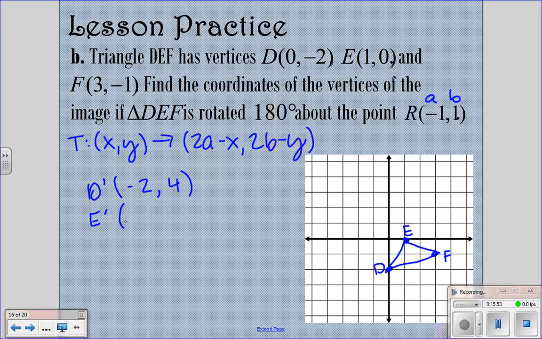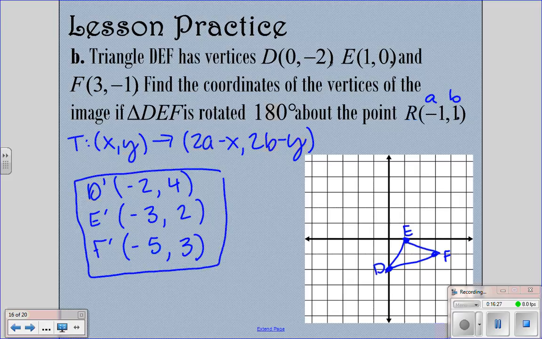For E prime, we're going to have -2 minus 1, so -3. And then 2 minus 0 is going to be 2. And then for F prime, we're going to have -2 minus 3, so that's -5. And then 2 minus -1, so 2 plus 1 is going to be 3. And so those are the vertices, and that's actually all it asks for.